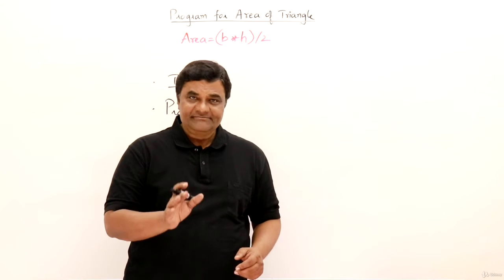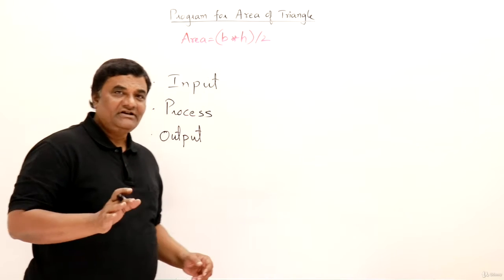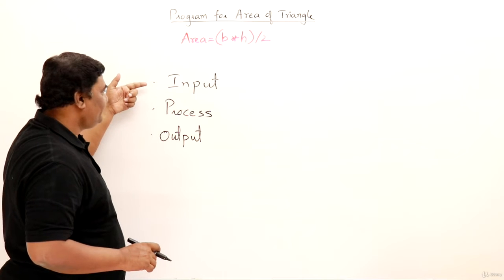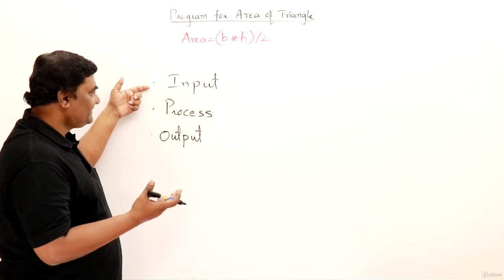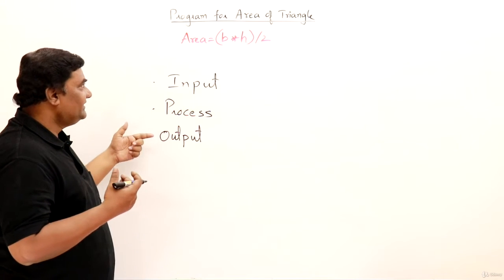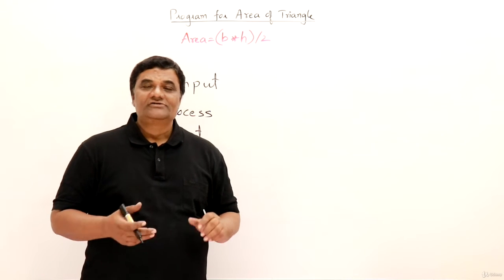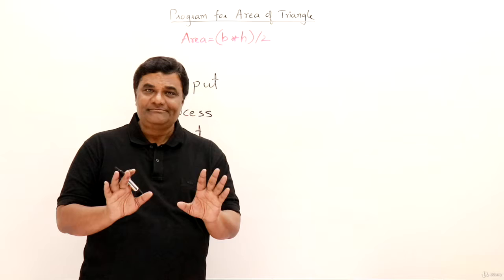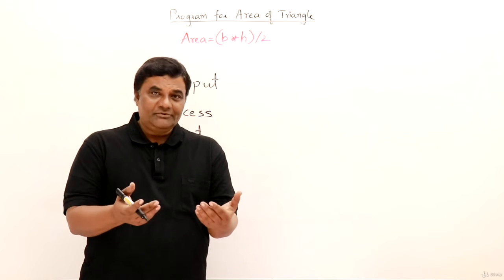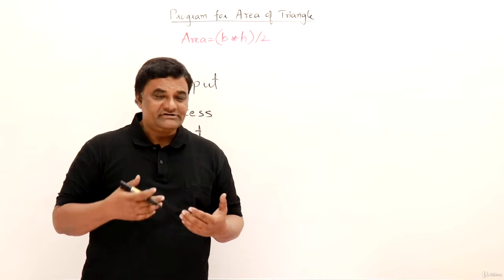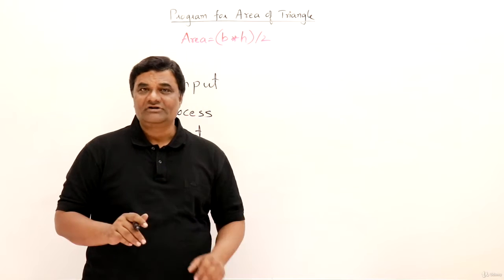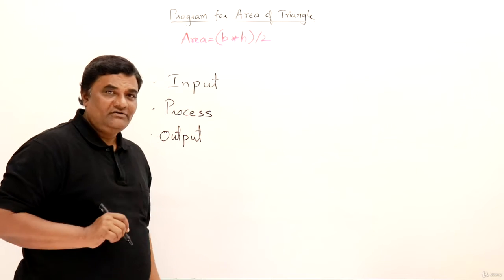A very basic program will have three parts or three elements. First is input. It will take some input, then process, then output. So these are the three steps that we will follow. A basic program should have these three things. Whatever input it has to take, it will take the values, then process them and give the output. So let us see what we have to write a program for.